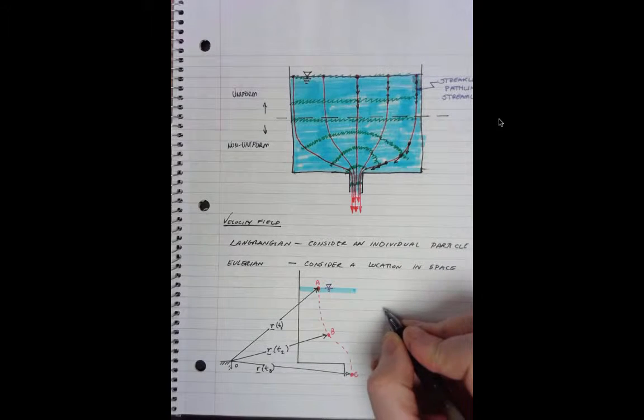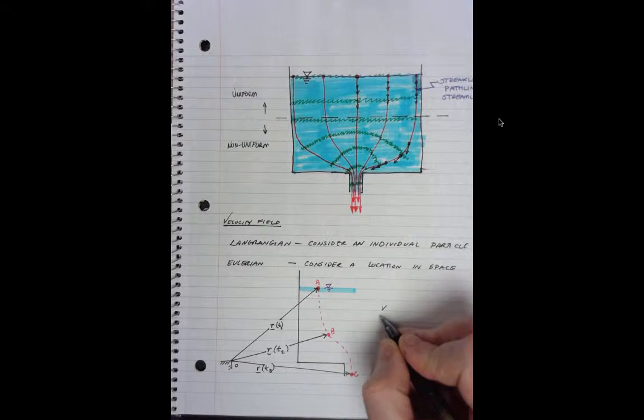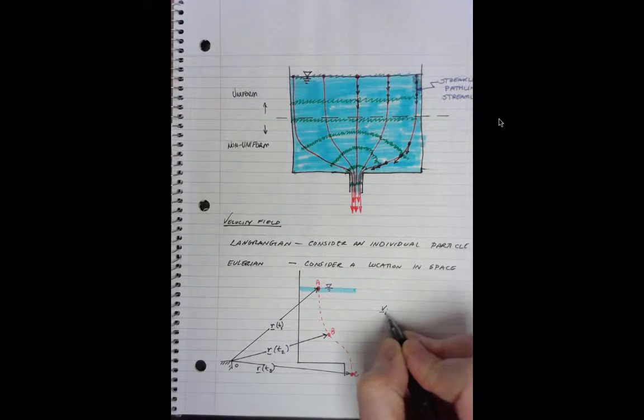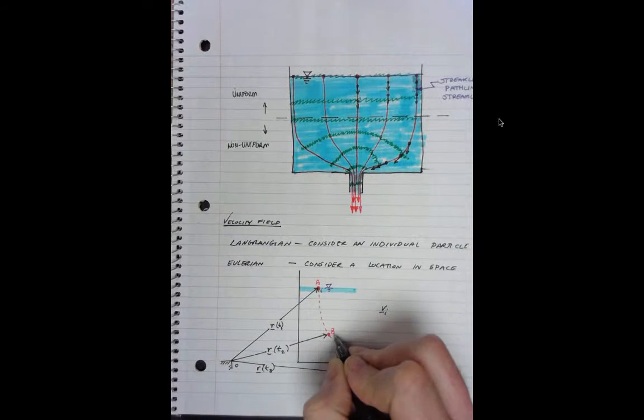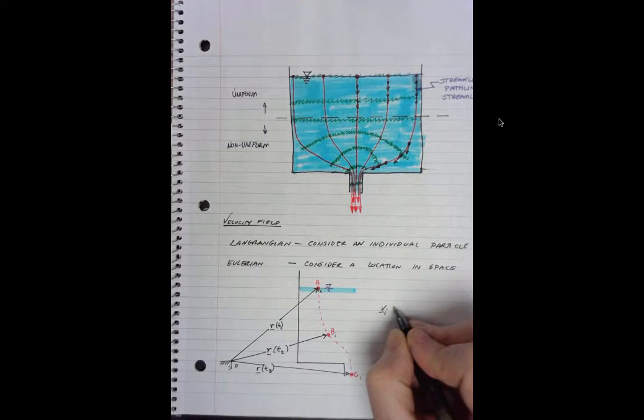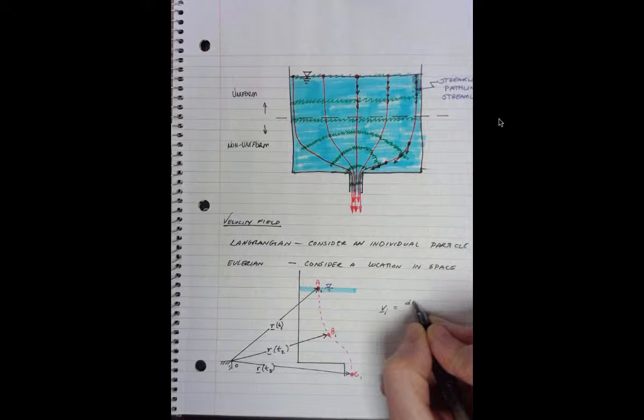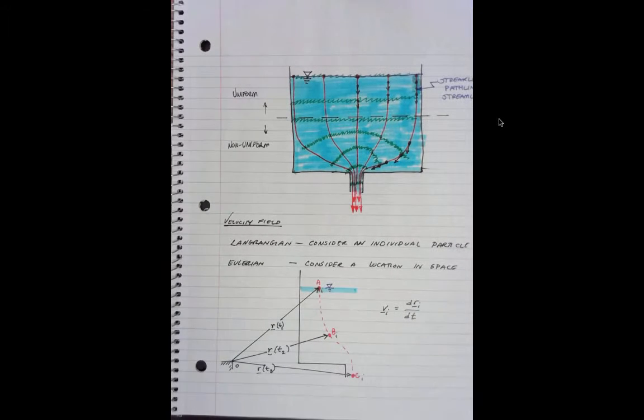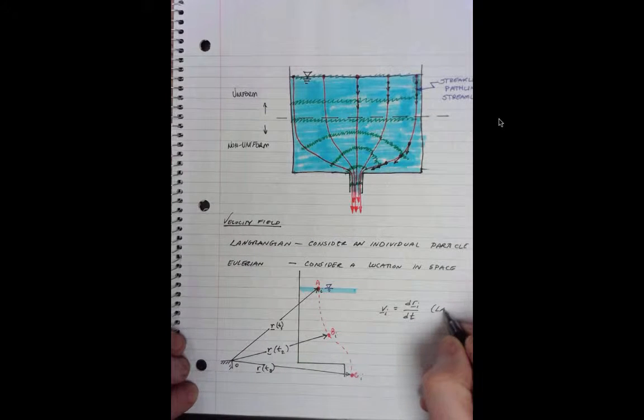Now from our mechanics class, we would define the velocity of that particle. So i is referring to the particle, so this is particle i, is the change in the position vector for that particle with respect to time. Velocity is dr/dt. This is a Lagrangian definition.